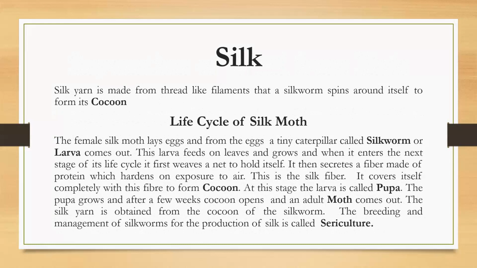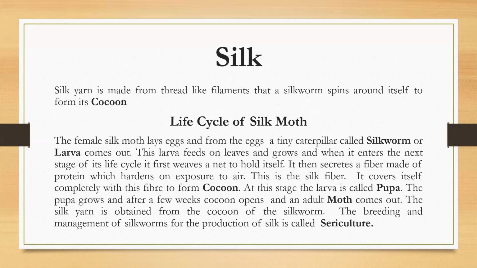It then secretes a fiber made of protein which hardens on exposure to air. This is the silk fiber. It covers itself completely with this fiber to form a cocoon. At this stage, the larva is called a pupa. The pupa grows and after a few weeks, the cocoon opens and an adult moth comes out. The silk yarn is obtained from the cocoon of the silkworm.